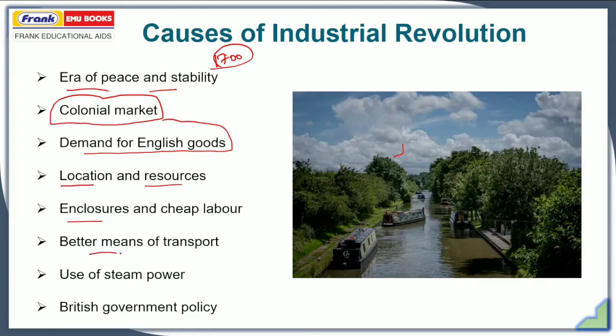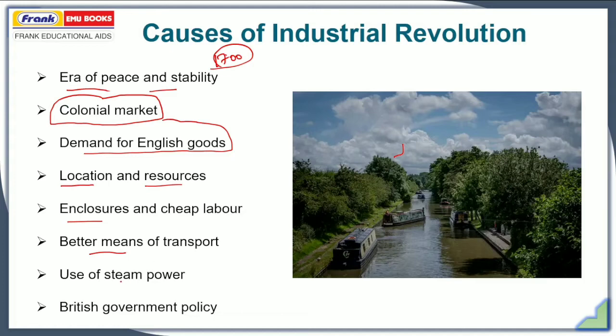Then, better means of transport: Britain had a huge network of rivers that were directly connected to the seas. Apart from the river network, they also worked on their railways, and they also worked to develop their roadways. So they had better means of transport. That is why it became easier for them to grow industrially.